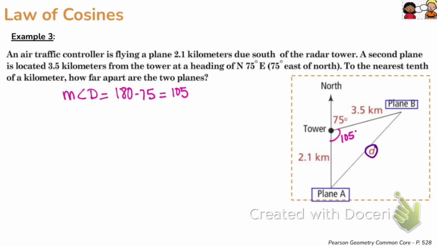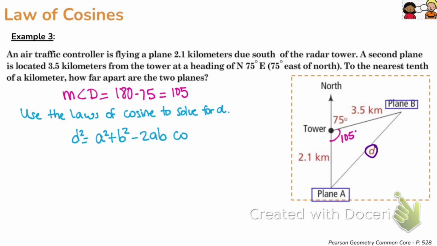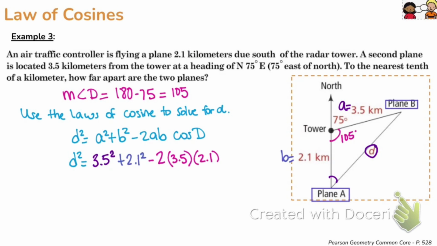Okay, so that's going to be using the law of cosines to solve for D. I get D squared equals A squared plus B squared minus 2AB cosine of D. That will be the formula. And now I'm just going to plug in everything. So we get D squared equals A squared, and I'm looking at plane A here, so that means A is going to be 3.5. So 3.5 to the second power plus 2.1 to the second power minus 2 times 3.5 times 2.1 times the cosine of D, which in this case is 105 degrees.